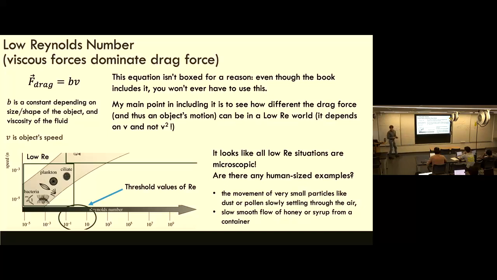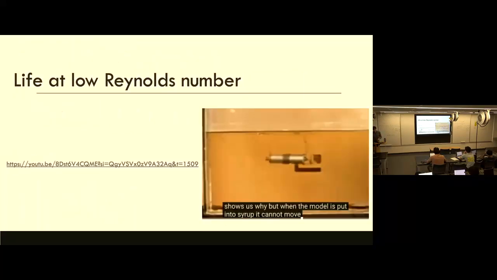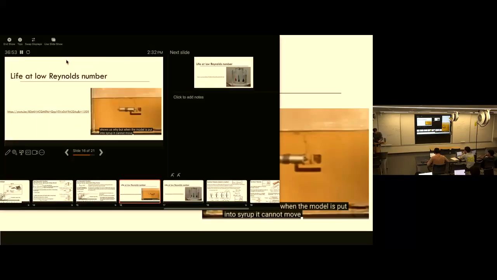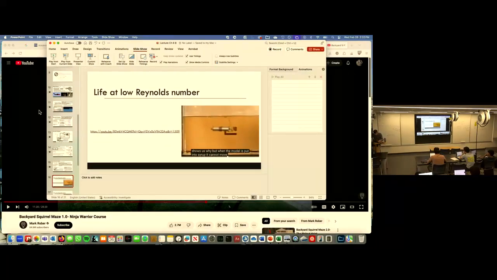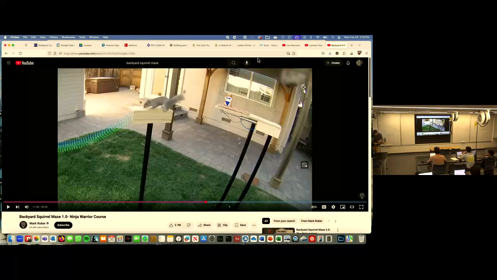So what I want to do now, before we get to actually utilizing that boxed equation we had on the last slide, is explain a little bit of those weird mysteries I was talking about. Like, for instance, why you can't swim in low Reynolds number. The main reason here, that's a spoiler, we'll get back to that.